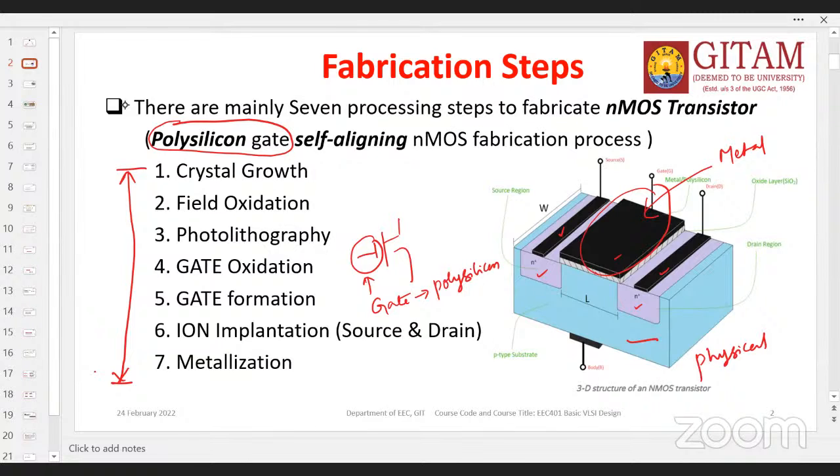Because the melting point of the metal is very low compared to the temperature required for the source and drain, right? So that's the reason why people think, okay, we don't want to use the metal as a gate because of this problem. But you may ask one question.